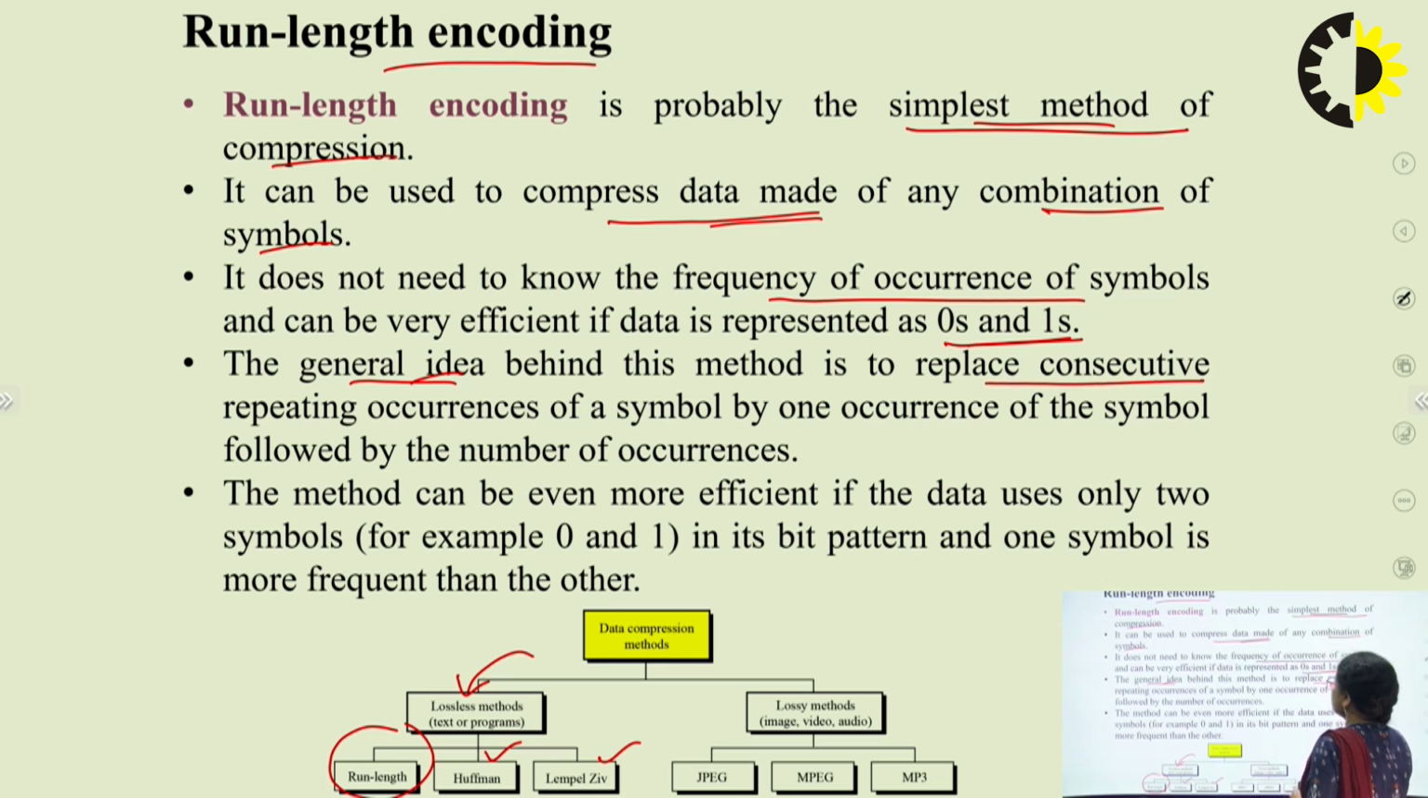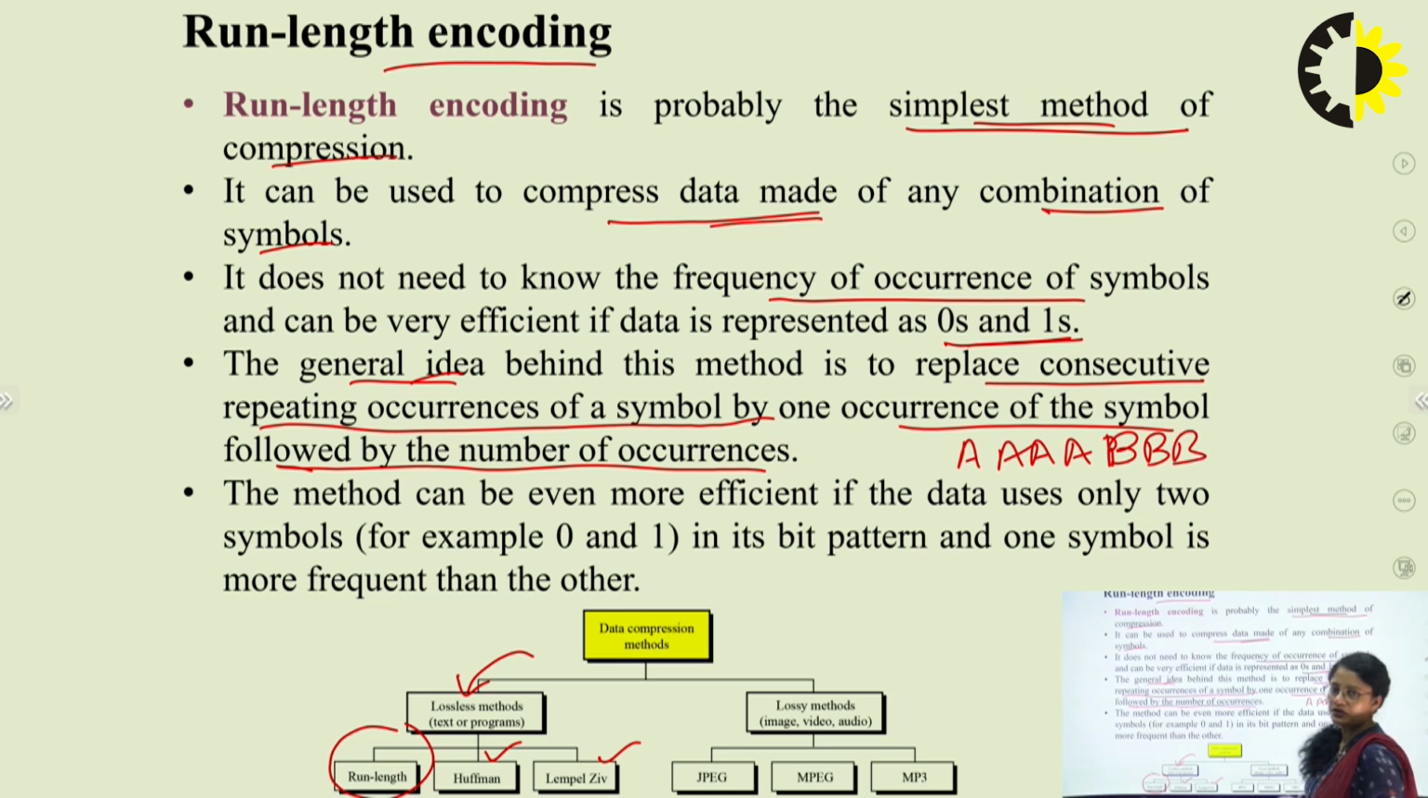The general idea behind this algorithm is that we replace consecutive repeating occurrences of a symbol by one occurrence of the symbol followed by the number of occurrences. What does it mean? For example, we have data made up of this combination of symbols. Instead of sending the whole sequence of symbols, we will write the symbol followed by the number of occurrences. In this case, A occurs 4 times and B occurs 3 times. So if you see, the meaning is the same. We are not compromising on the integrity of the data.